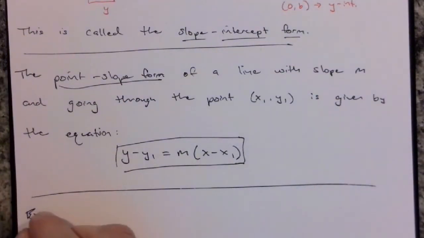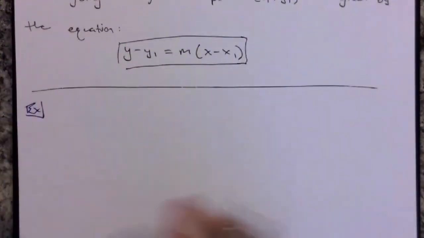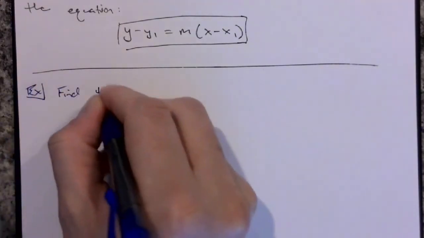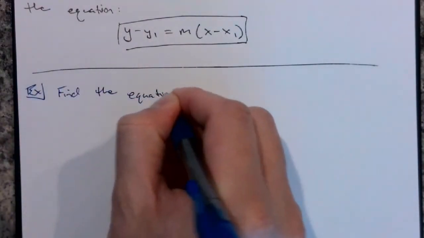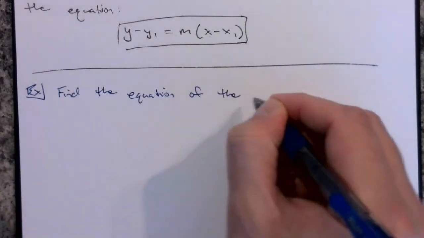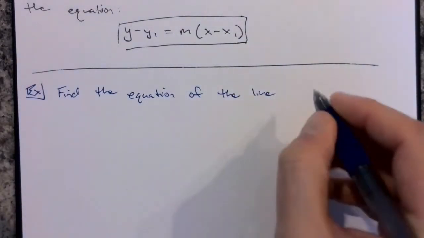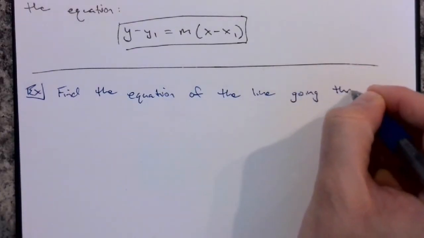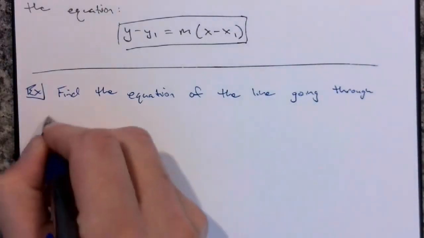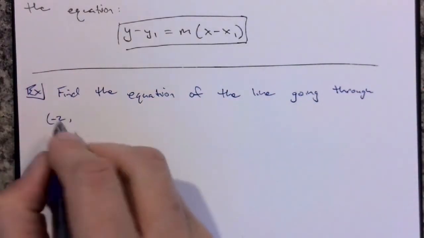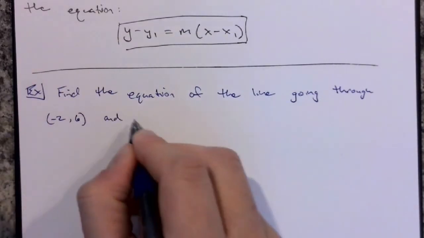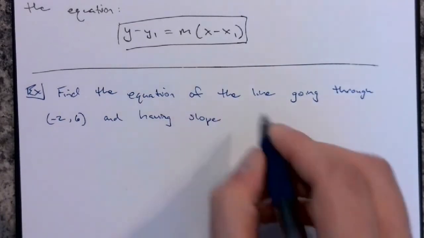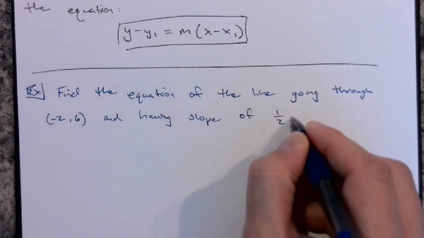So for this example, if I said to find the equation of the line going through the point (-2, 6) and having a slope of 1/2.